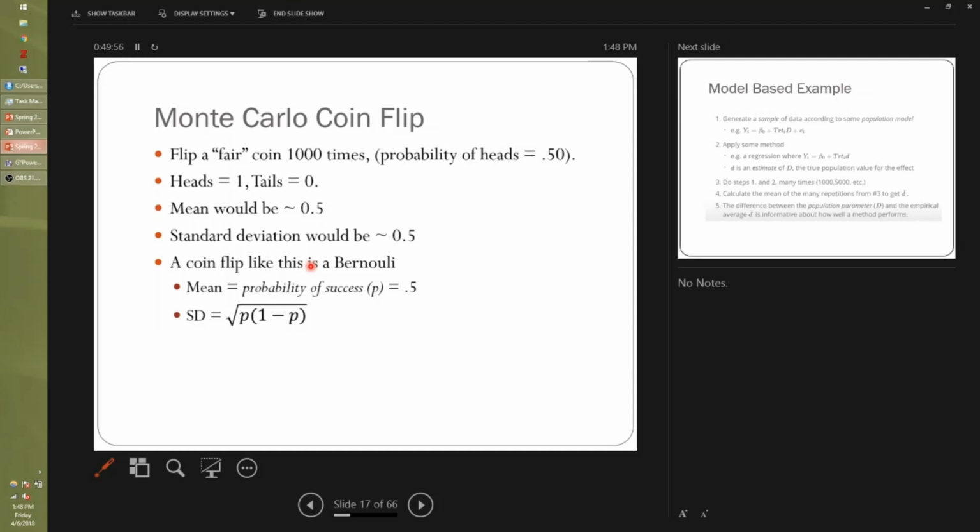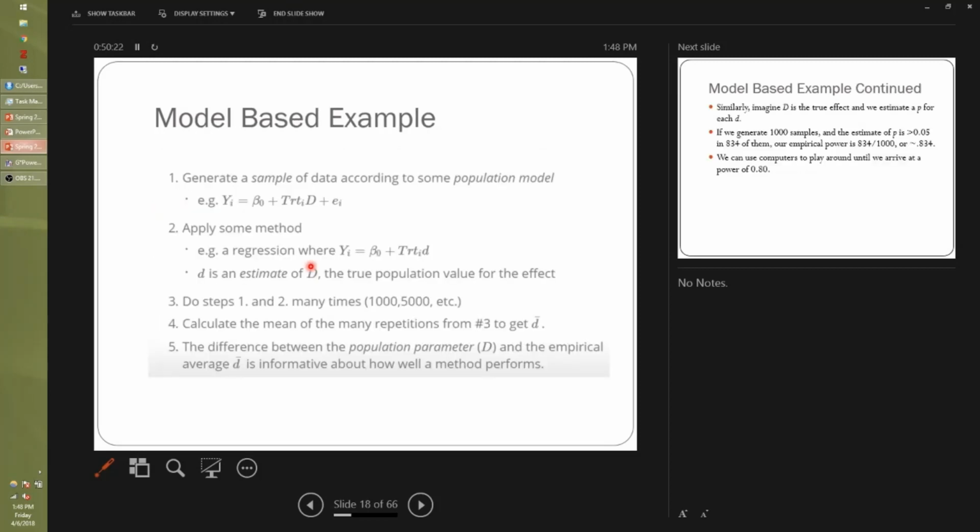So a Monte Carlo coin flip, a Monte Carlo simulation, is about having some population model. In this case, your population model is nice because it's a coin flip. You just do it, and then using a set number of samples, a large number of samples, right? Each coin flip is one sample, to arrive at knowledge about how good the statistic, the mean and the standard deviation, actually is.